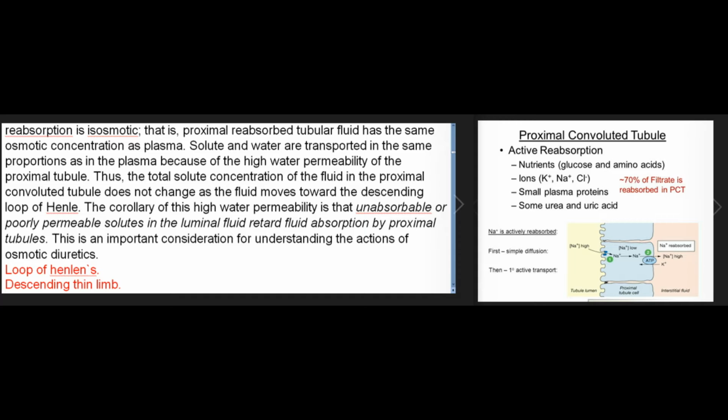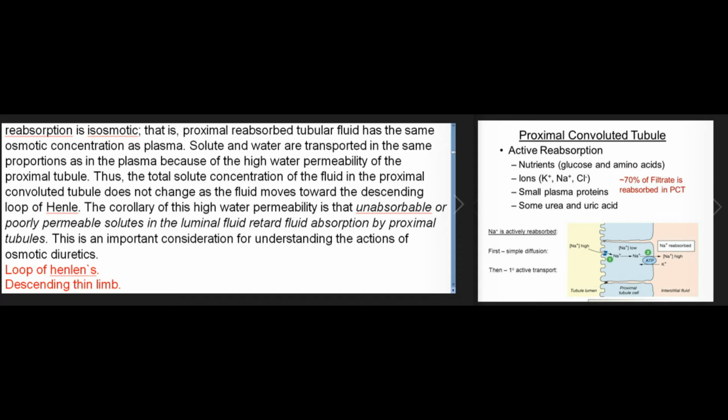Solute and water are transported in the same proportions as in the plasma because of the high water permeability of the proximal tubule. Thus, the total solute concentration of the fluid in the proximal convoluted tubule does not change as the fluid moves toward the descending loop of Henle. The corollary of this high water permeability is that unabsorbable or poorly permeable solutes in the luminal fluid retard fluid absorption by proximal tubules. This is an important consideration for understanding the actions of osmotic diuretics.